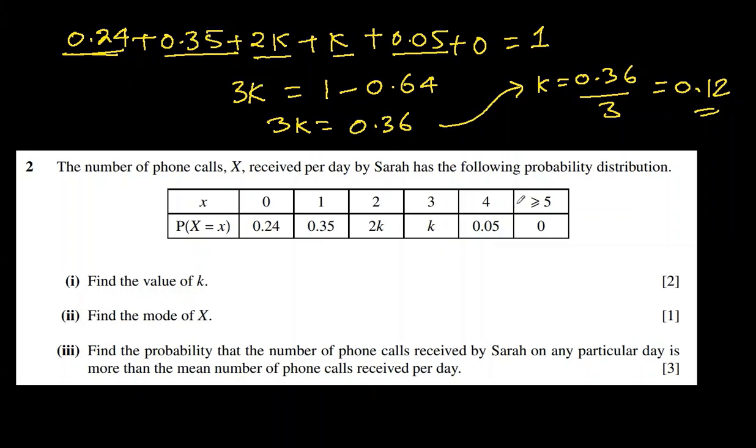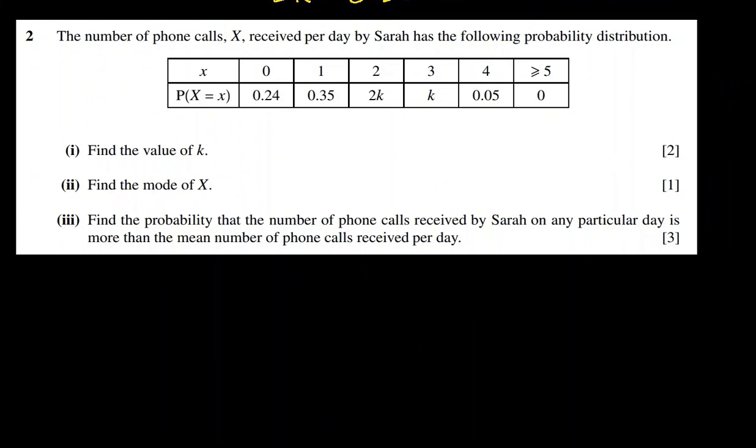Find the mode of x. So the mode of x will be the one which has the highest probability. So let's interpret these two into probability. This will be 0.24. This will be 0.12 because that's the value of k. So out of all these, this has the highest probability, 0.35. That means the mode of x is 1.